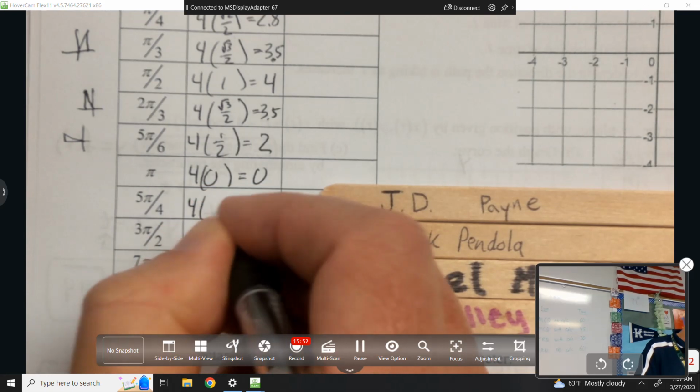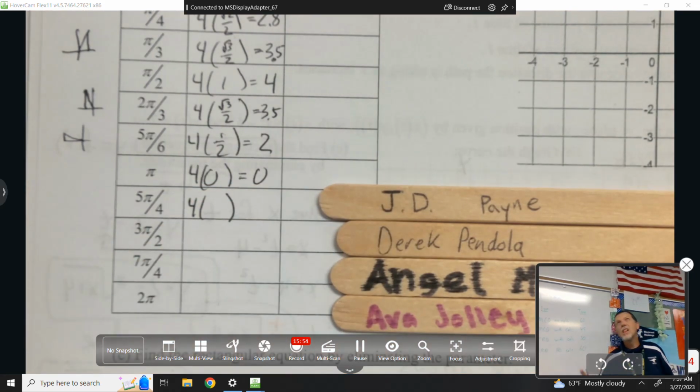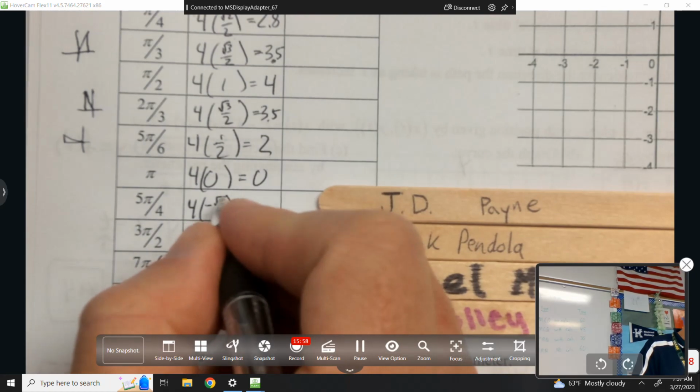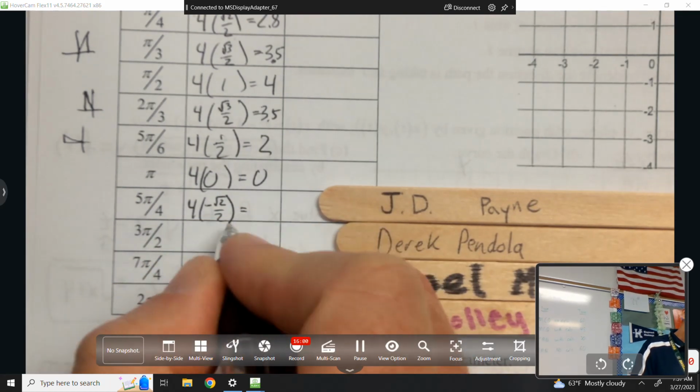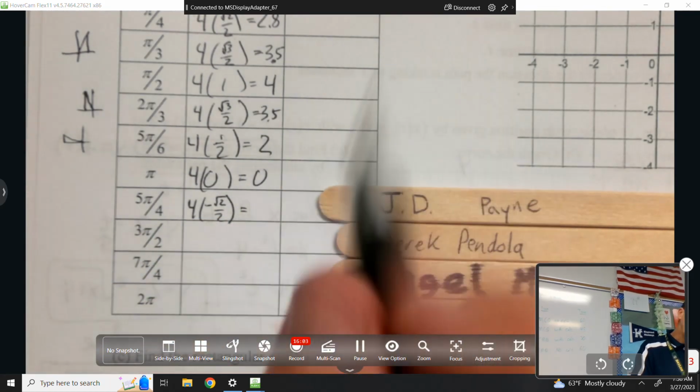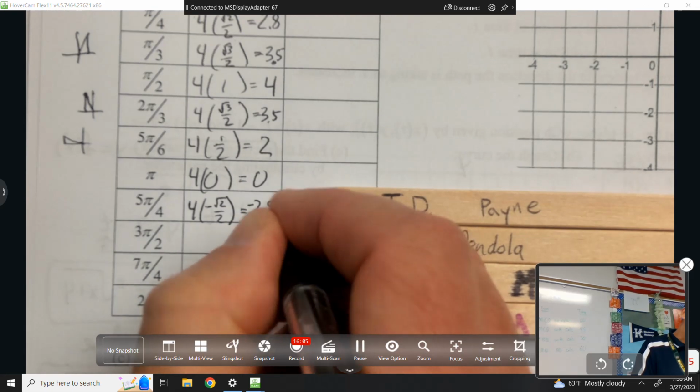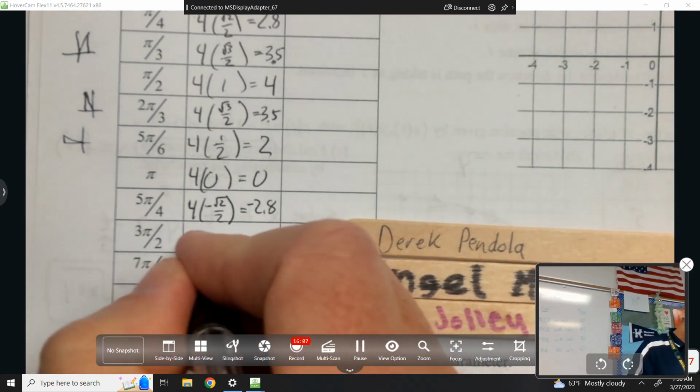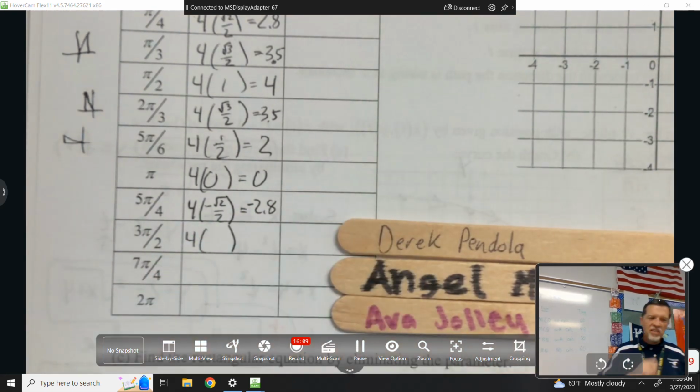JD, how about the sine of 5 pi over 4? Negative square root 2 over 2. Yes. So they told us that 2 root 2 is 2.8, so this would be negative 2.8. Derek, how about the sine of 3 pi over 2? Negative 1.